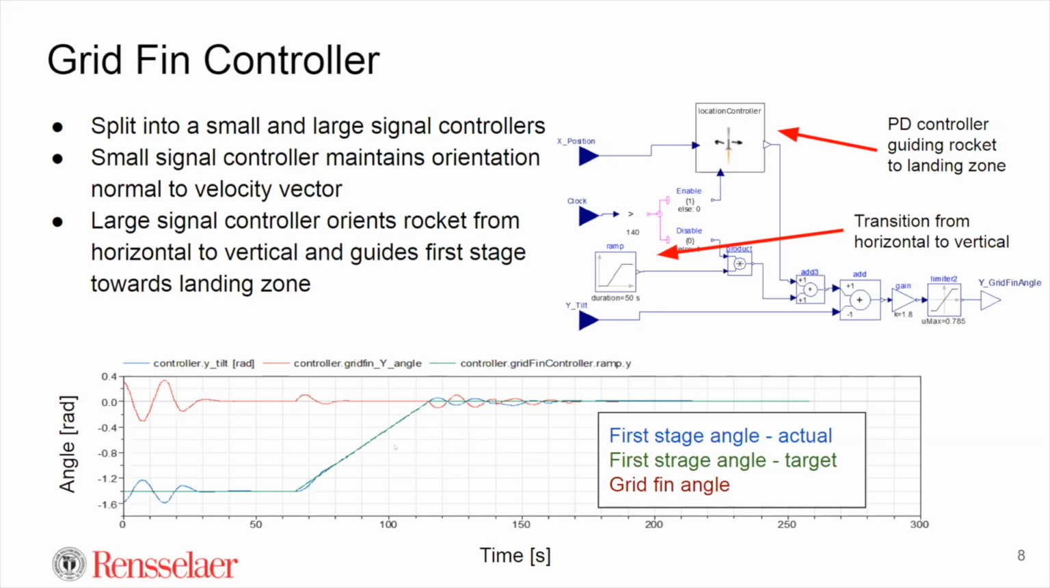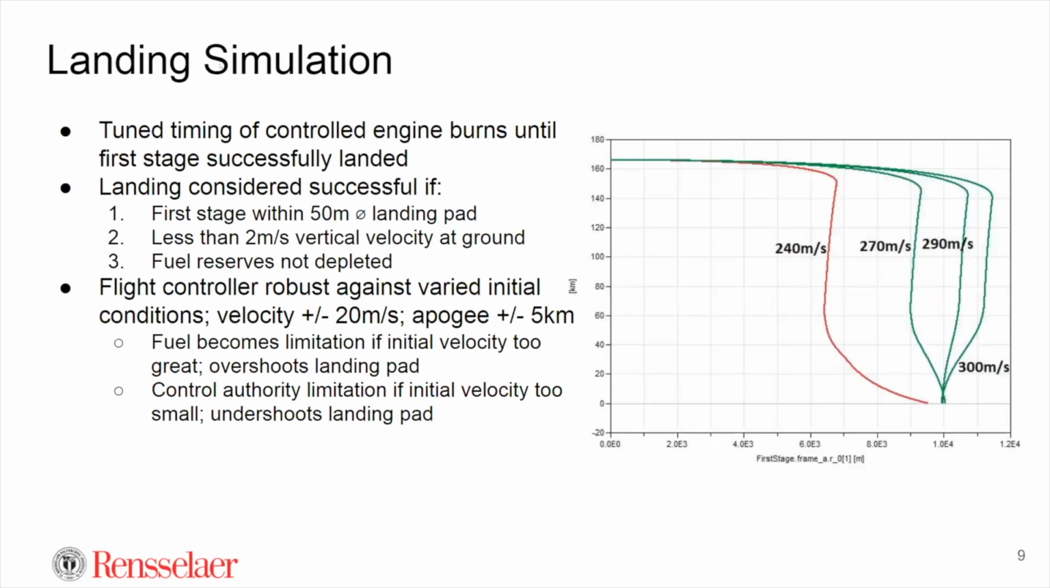So in red, you have the grid fin angle. In green, you have the desired orientation of the rocket. Blue, you have the actual orientation of the rocket. So you see it's kind of repositioning the rocket, a little bit underdamped, as you can see here, but overall effective. And then we'll move into the final landing simulation.